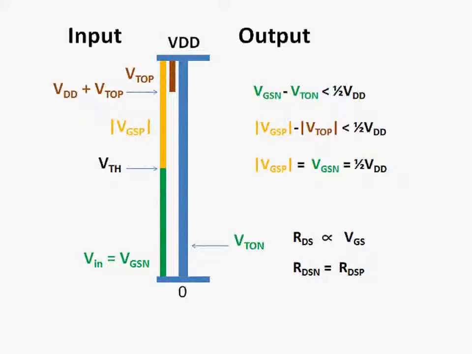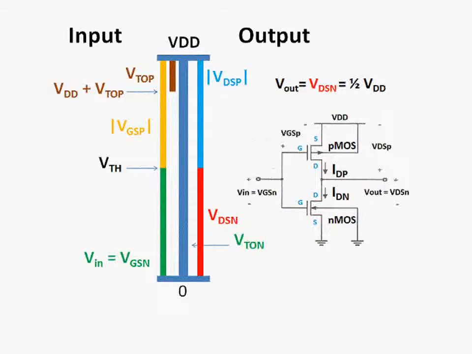By visual inspection, we can see that both the NMOS gate source voltage and the PMOS gate source voltage are equal to half VDD. Therefore, we can say that the NMOS drain source resistance will be equal to the PMOS drain source resistance. We can also see that the NMOS gate source voltage minus its threshold voltage is lesser than half VDD. The PMOS gate source voltage minus its threshold voltage is also lesser than half VDD. With this information, we can conclude that the inverter's output voltage will be equal to half VDD.